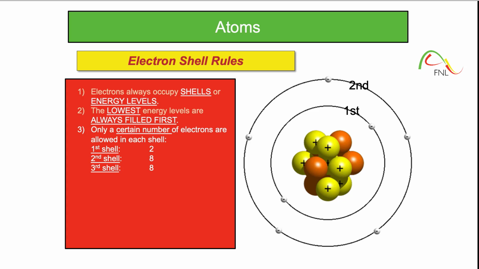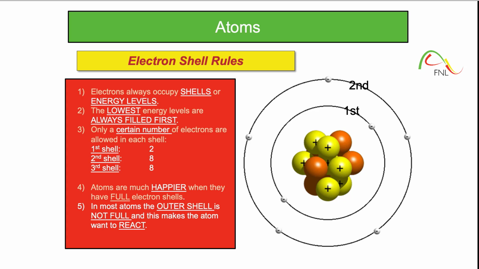Only a certain number of electrons are allowed in each shell. Now the first shell can only hold 2 and it's full. The second shell can hold 8 and that's full. And the third shell again can hold 8. In fact, if you go on and look at chemistry at a high level, you find it can hold 18. But for all our intents and purposes, the third shell can only hold 8. Now, atoms are much happier, so to speak, when they have full electron shells. In most atoms, apart from the inert gases, the outer shell is not full, and this makes the atom want to react.